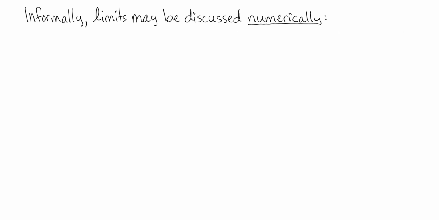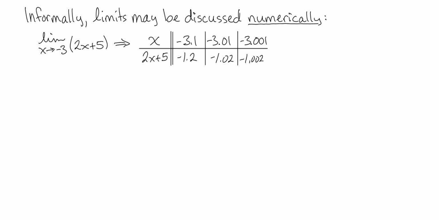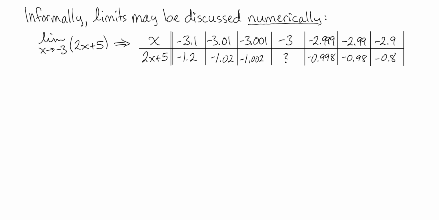Informally, limits may be discussed numerically. For example, if we have the limit as x approaches -3 of 2x plus 5, maybe one of the first things you did when learning about limits was plug numbers into your calculator to get really close and see what happens. Looking at this chart here, as x approaches -3, what does it look like our function is approaching? It looks like in that box we would have a value of -1.